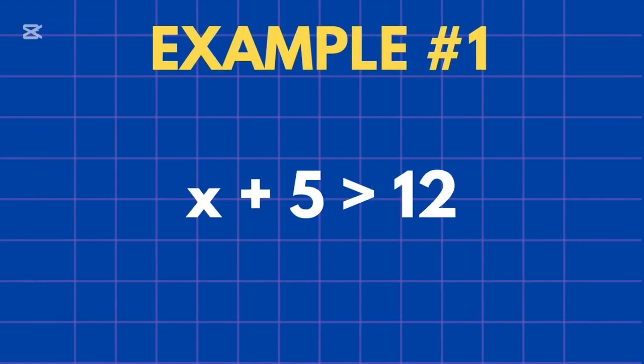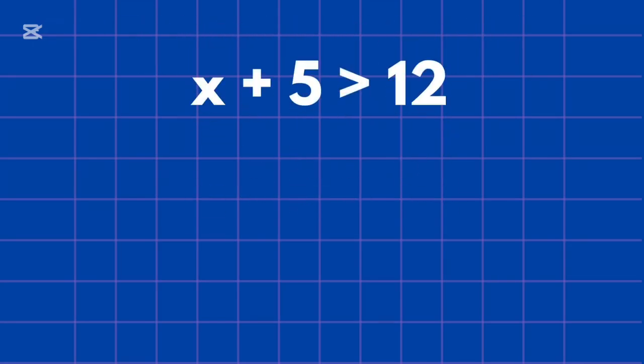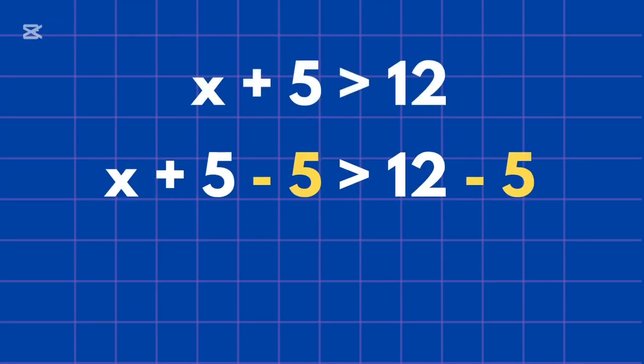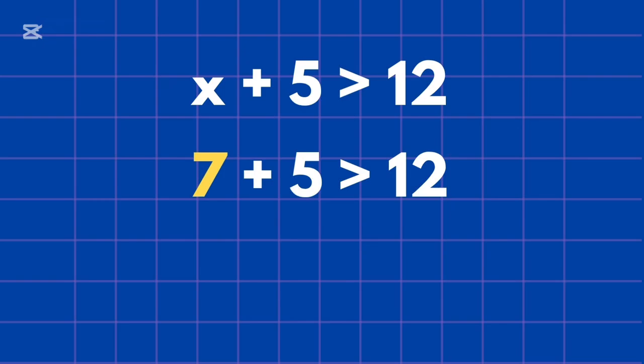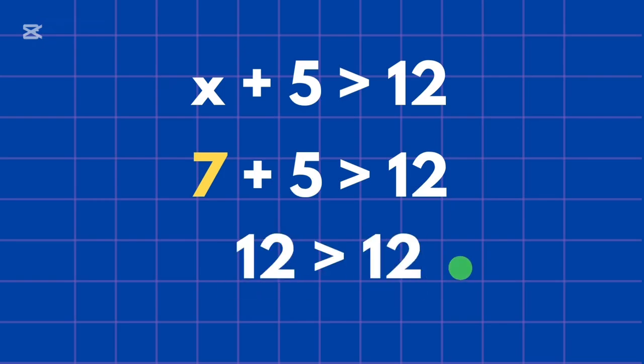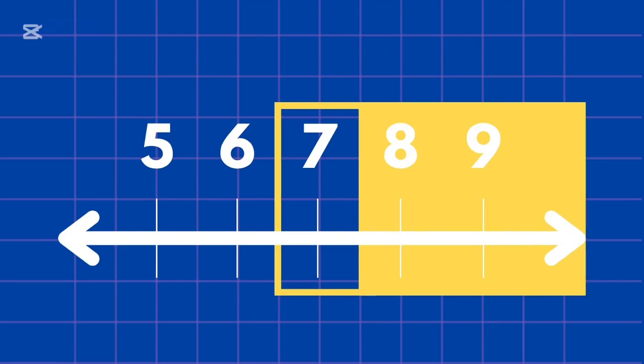Let's take a look at our first example. 5 plus x is greater than 12. To solve this equation, we treat it the same as we would a normal equation. We would subtract 5 from both sides. This gives us x is greater than 7. To check we are right, we plug 7 back into the equation, which gives us 12 is greater than 12, which means that any number greater than 7 when plugged into the equation will produce a result greater than 12. It's important to note that our answer does not include the number 7, as shown on the number line above.